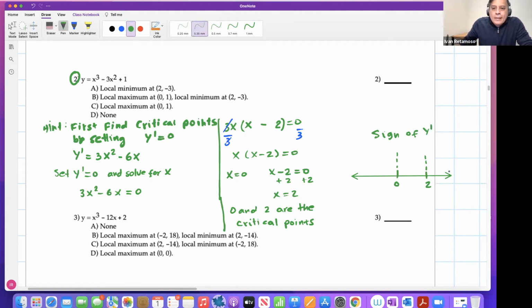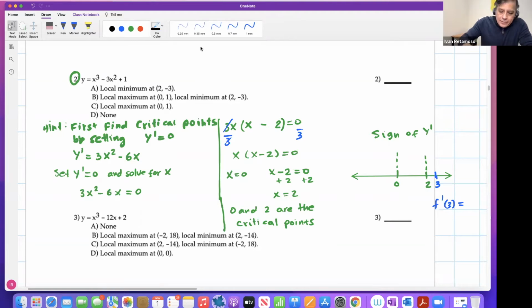I always start at the rightmost, but you can start anywhere. Here I have to choose a test point on the right of my critical point. Out of convenience, I'm going to choose the number 3. I'm going to see what the derivative is at 3, if positive or negative. So you go to your derivative function and figure that out. You can do it with a calculator.